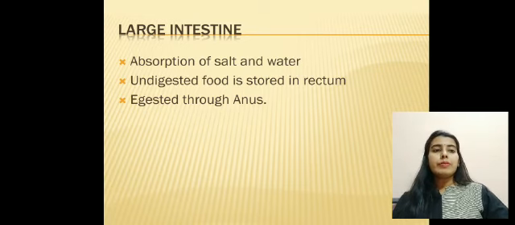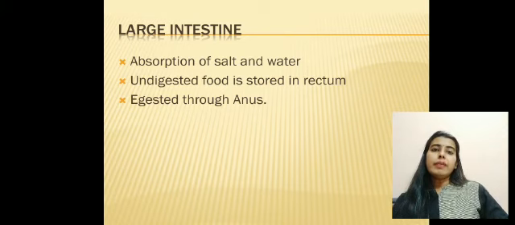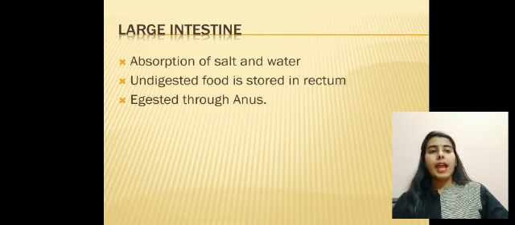Then the food will be absorbed by the villi in the small intestine. Villi increase the absorption area of the small intestine. Then the remaining food is passed on to the large intestine where salts and water are absorbed and the waste products are collected and stored in the rectum and egested out through the anus.